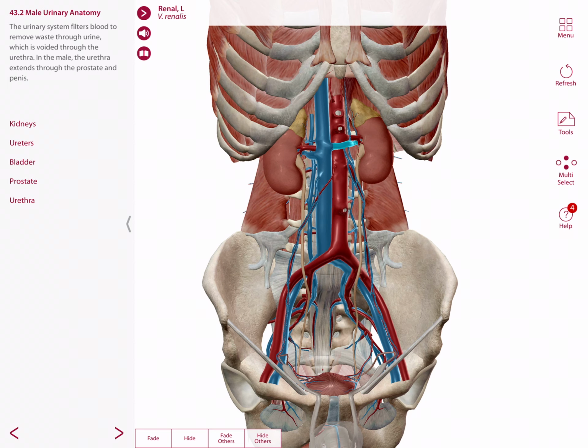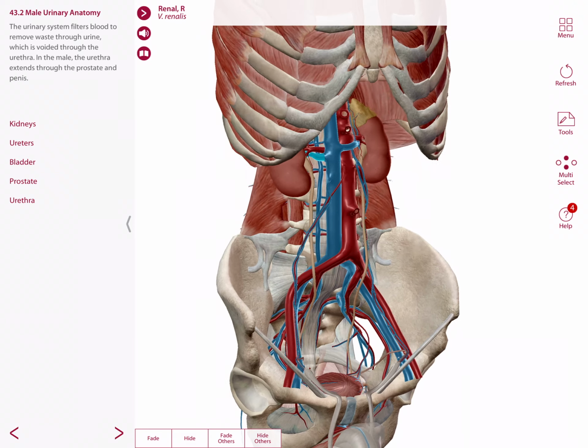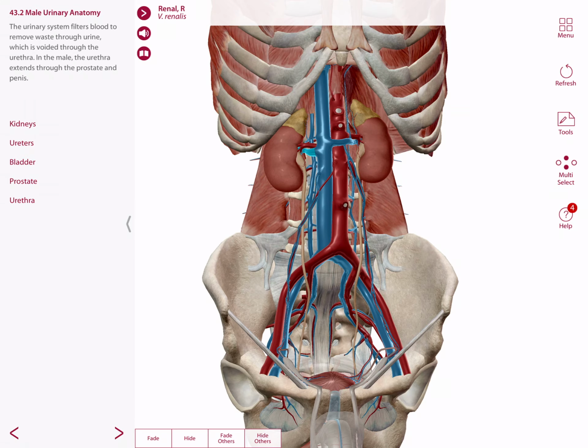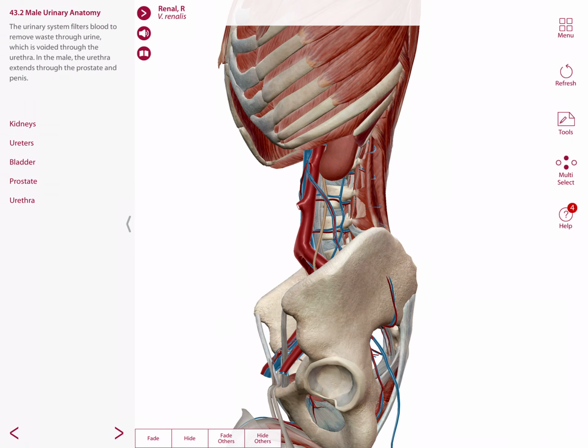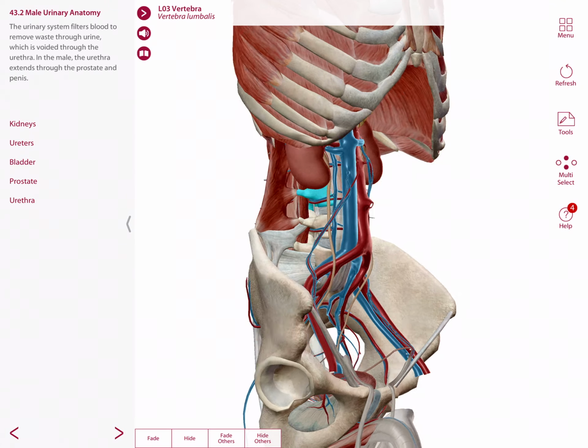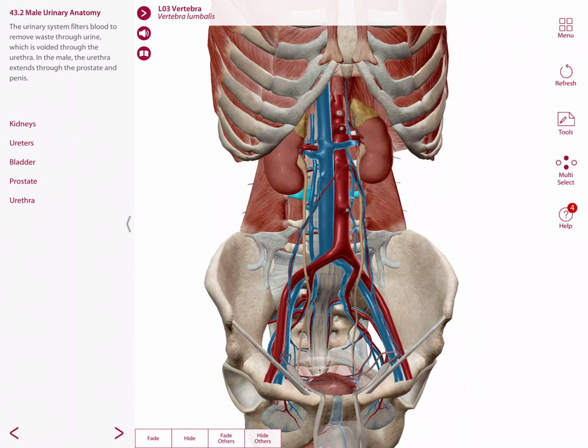Now we've got the left renal vein, which is longer than the right renal vein, and that is because the kidneys sit posterior to them, and they're also sitting next to the spine. So here's the spinal column right there, and they're sitting against the posterior abdominal wall.